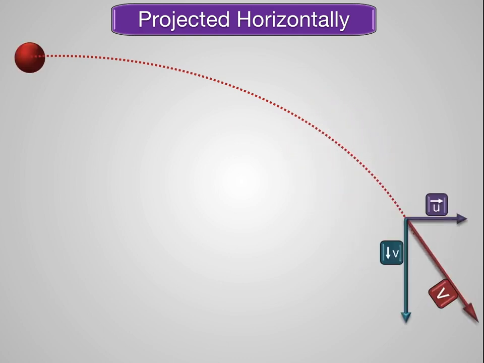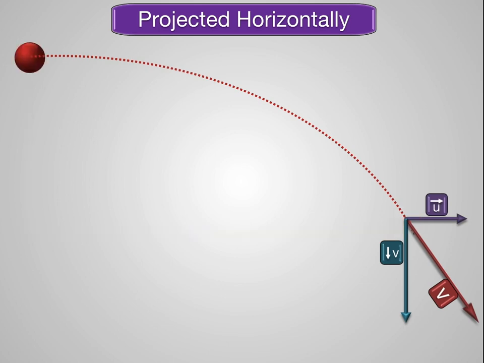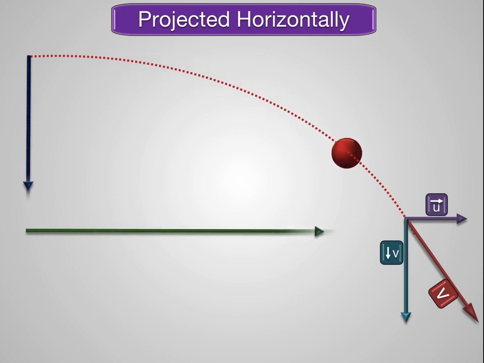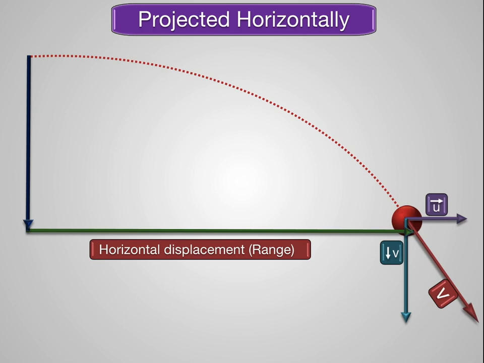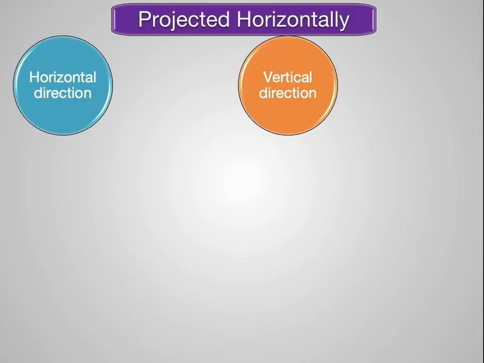Now displacement. You can see as the body moves forward, there are two types of displacement. It's coming downwards as well as moving horizontally, so both vertical and horizontal displacements are increasing throughout the motion. The horizontal displacement is generally called the range of the projectile, and the vertical displacement, as you know, is the height of the projectile. Let's conclude the properties of this type of projectile motion.